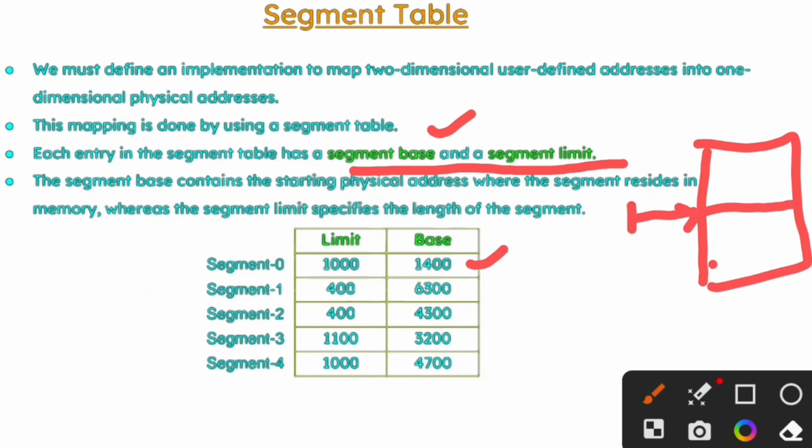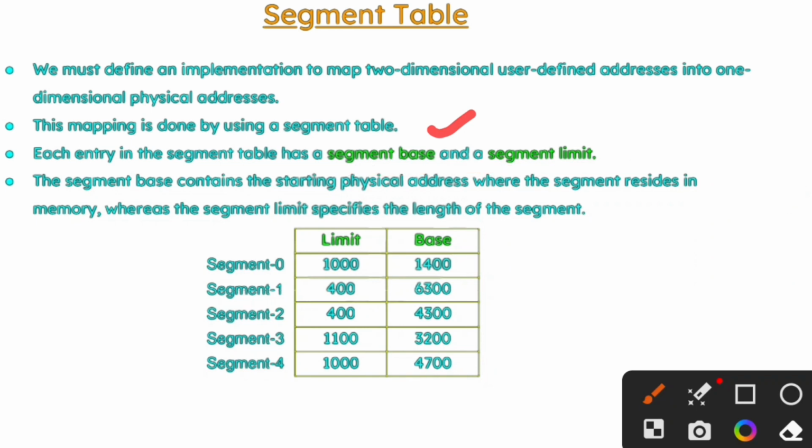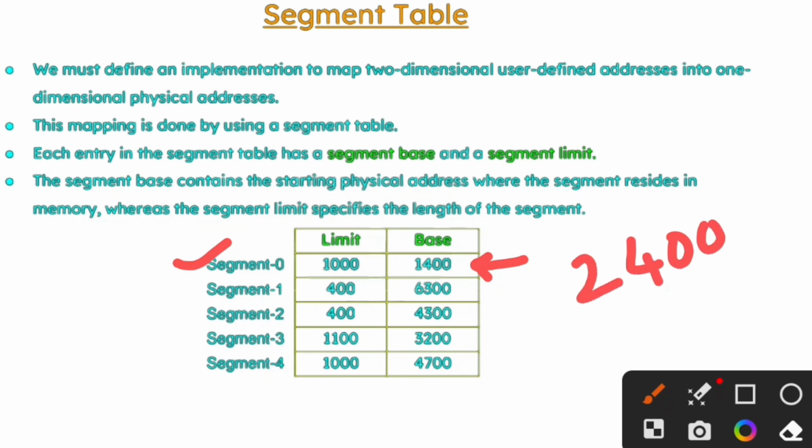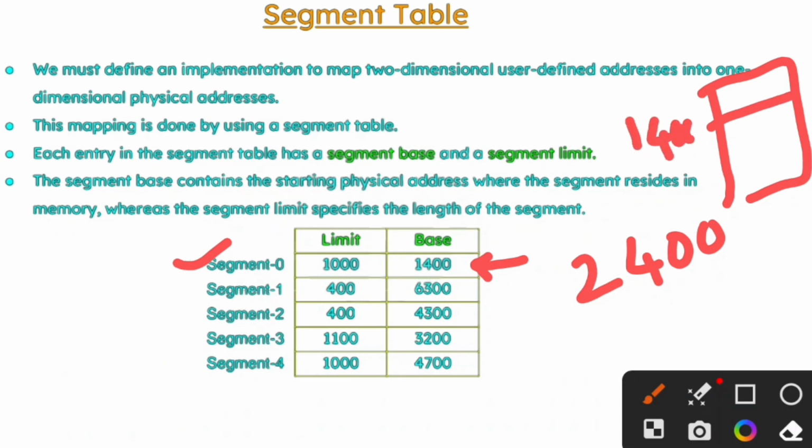This is an example. Here segment 0 has a base of 1400 and a limit of 1000. It means in main memory, the start of segment 0 is at 1400 and it goes up to 1000 plus 1400, which is equal to 2400. So in memory, segment 0 lies between 1400 and 2400.